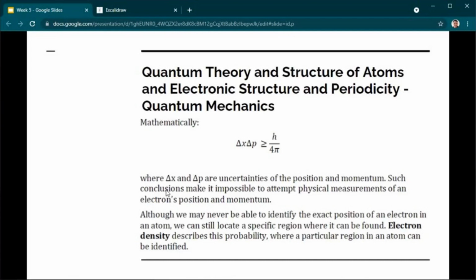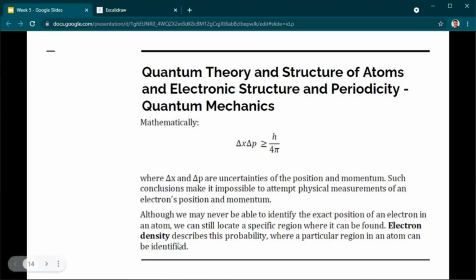Although we may never be able to identify the exact position of an electron in an atom, we can still locate a specific region where it can be found. Okay? So, position, impossible. But we can predict the region or the area where we can find the electron.